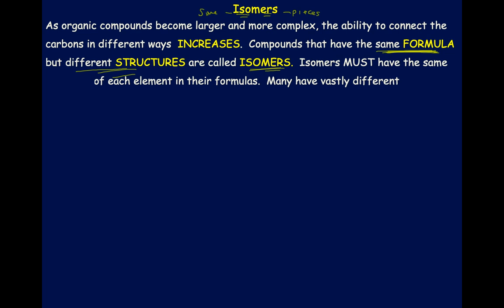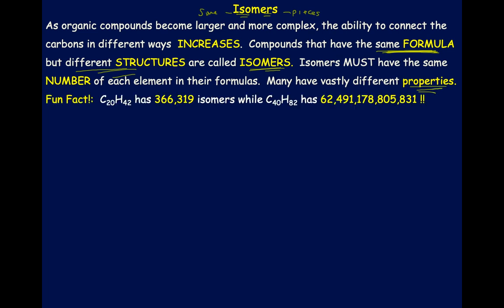Okay, and you might say, well, what's the big deal if you have the same stuff if you build it differently? Well, if you build it differently, you're going to have different chemical and physical properties. Isomers must have the same number of each element in their formulas. Many have vastly different chemical and physical properties. They can smell differently. They can react differently. They can be of different potencies. They can be poisonous. They can be safe. So you really have to watch this.